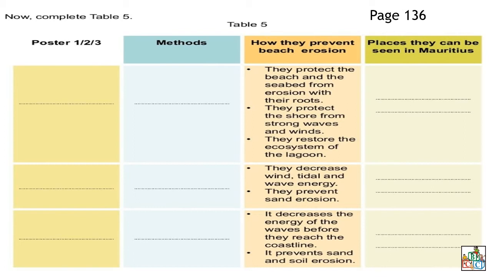it decreases the energy of the waves before they reach the coastline. It prevents sand and soil erosion. So we are talking about here, we are talking about gabion. The method is gabion. You're going to find out the places where they can be seen in Mauritius. So let us move on.